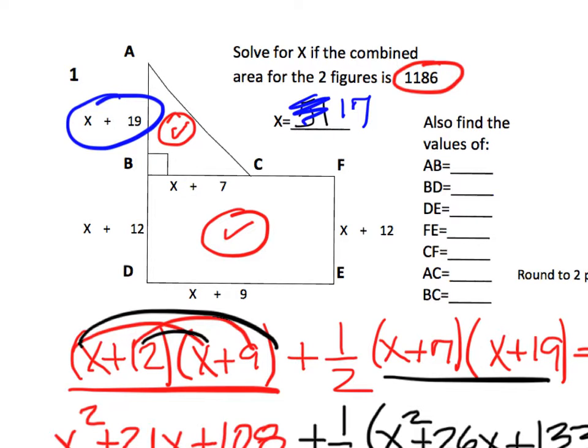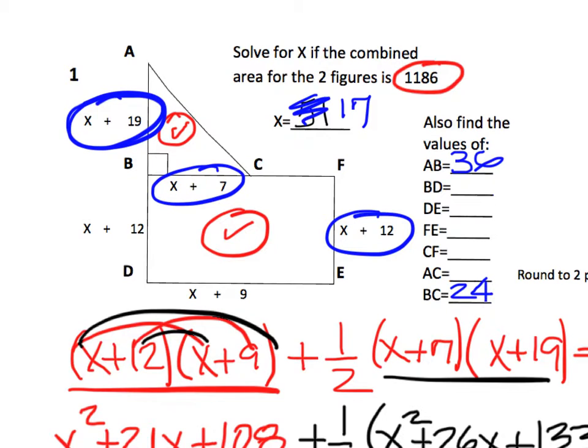If I put 17 in here for AB, I come up with 36. If I put a 17 in here for BC, I get 24. A 17 in there is going to give me 29 for FE. And of course, BD is going to be the same thing. 17 in here is going to give me a 26 for DE.